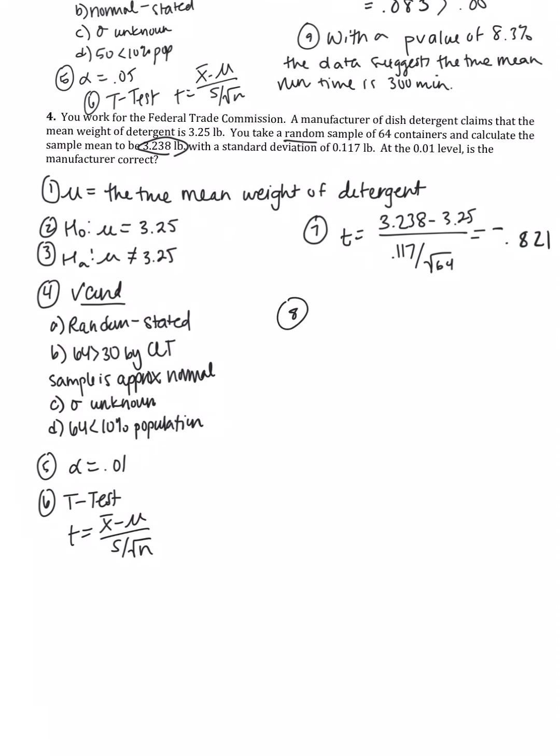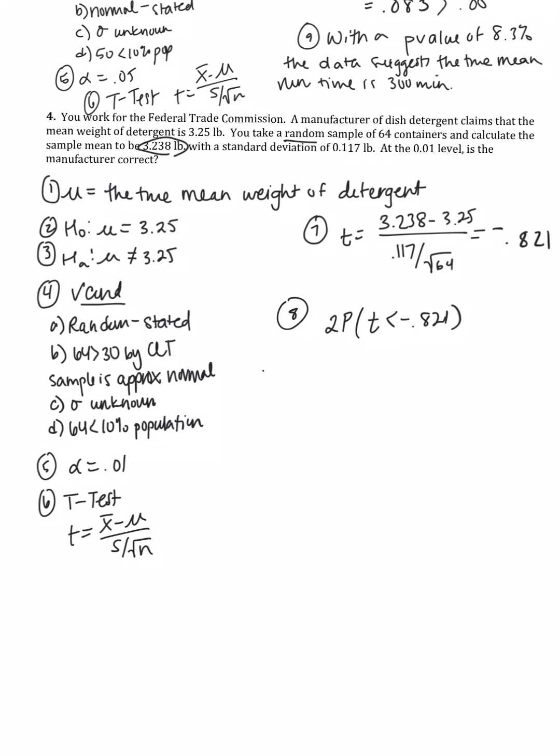Step 8, let's write our probability statement. Okay, remember for a two-tailed test, that's what it's called when you have a not equal to sign, if your t-value comes out negative, then we're looking less. So we're looking at the probability of t being less than negative 0.821. But since it's two-tailed, we need to multiply it by 2. So remember, when it's not equal to, if this value comes out positive, we look greater, multiply by 2. If it's negative, we look less and multiply by 2.